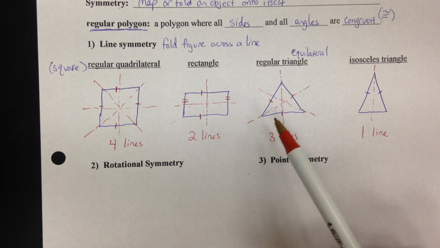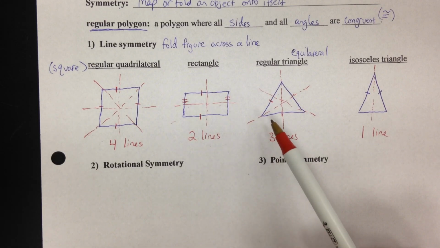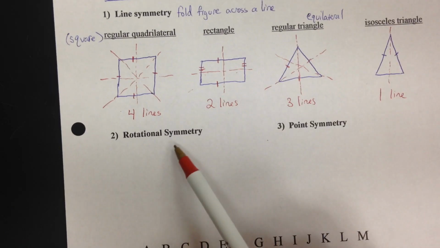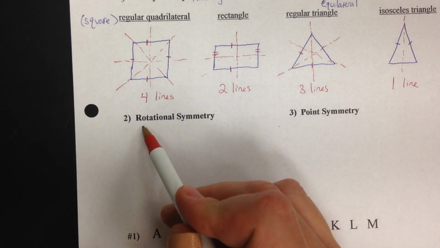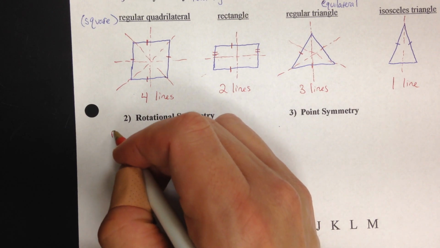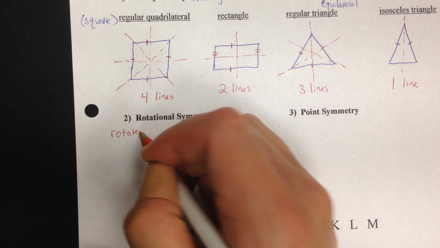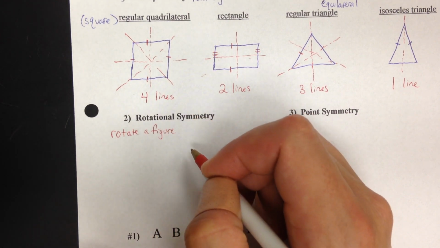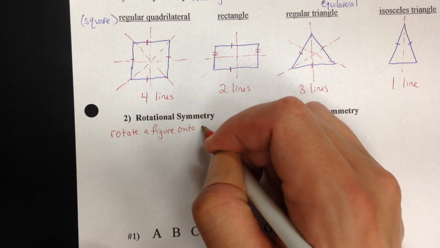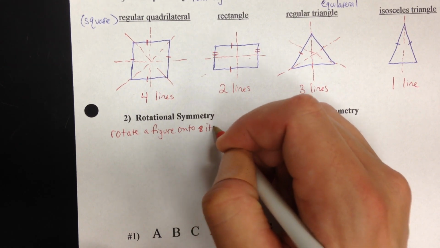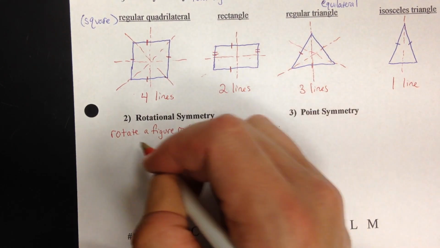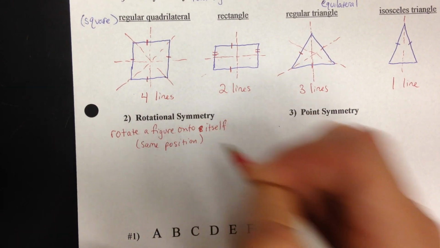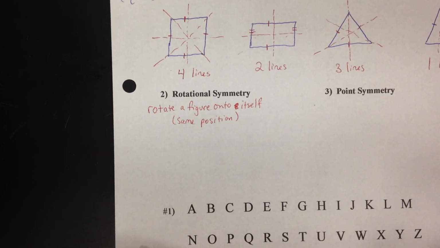If you take a butterfly, if you take a picture of a human being, we typically talk about that as line symmetry. Now, rotational symmetry, well, rotating means to turn. If an object has rotating symmetry, that means we can rotate a figure onto itself. In other words, everything will be in the same position. You'll end up in the same position. Okay, so there are a couple examples here.